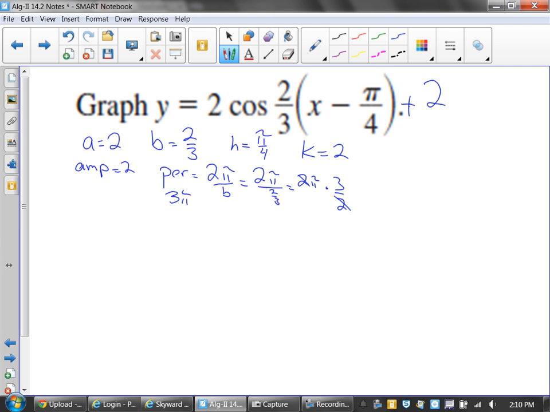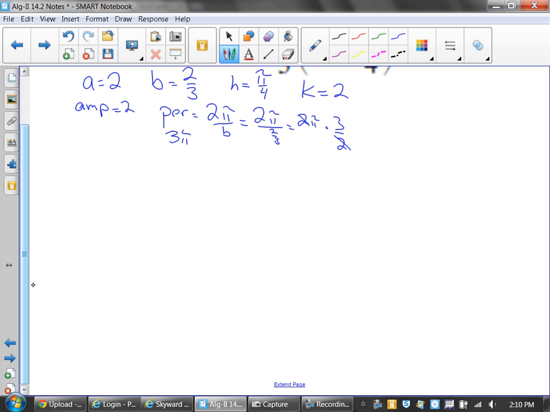You now have enough information to go ahead and start plotting some stuff out. I know I'm going to have to vertically shift this one up and to the right a little bit, so I'm going to mess around with the way my graph's going to look to start with.